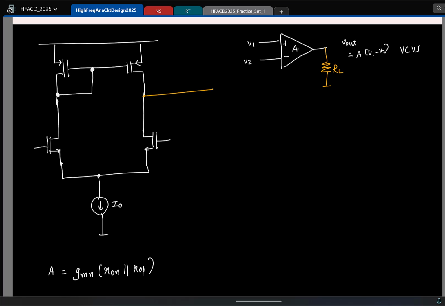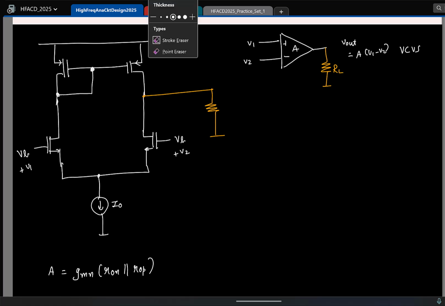And by the way, can I connect the RL directly from here to ground? Is it fine if I make this connection? No. Why not? Yeah, remember I'll essentially add some biasing here and then apply small signal, right? And with respect to DC operating point, what do you want the currents in the transistors to be? I0 by 2. Now if I take a resistor and connect it to ground, this will steal a current. So the bias point will be screwed up. So what do you do in general?